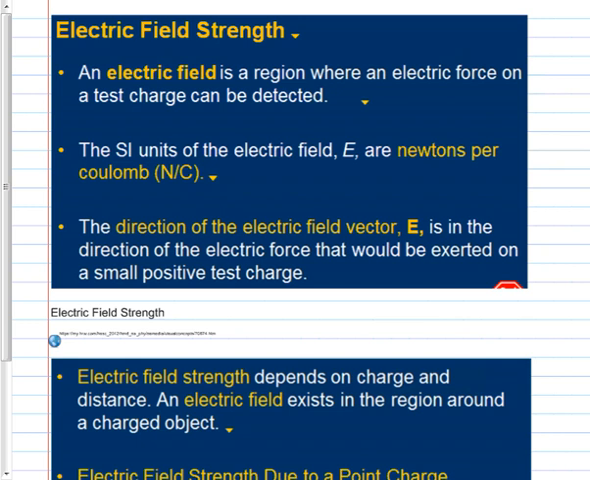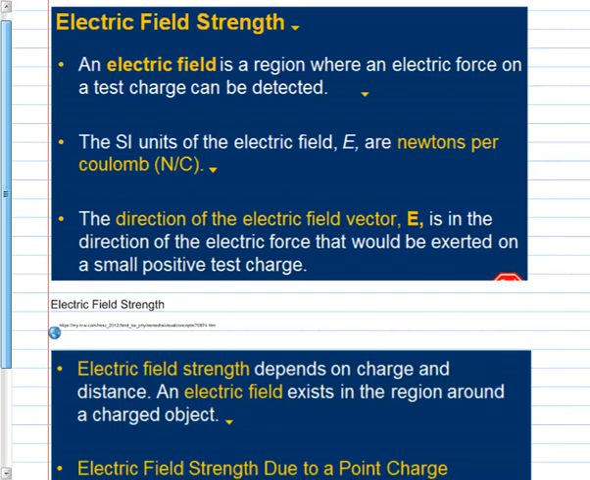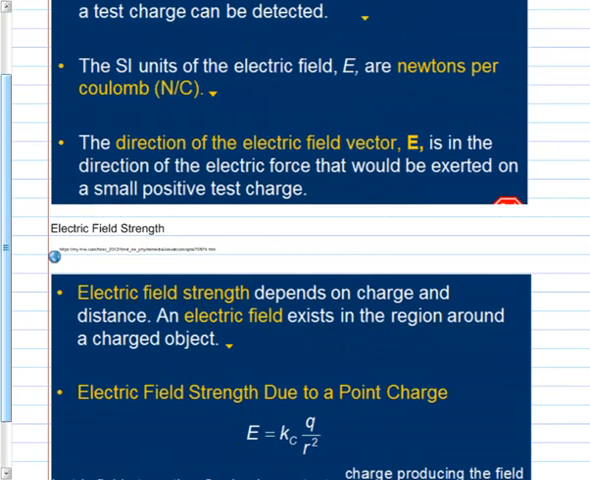SI units of the electric field, E, electric field strength, so capital E, we are going to use it, is newtons per coulomb. So how much force per unit of charge? That's what our coulomb is. What was the charge of one electron? How many coulombs? Do you remember what that was? 8.99 times 10 to the 9. There's Coulomb's constant.